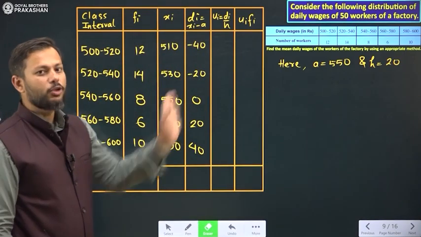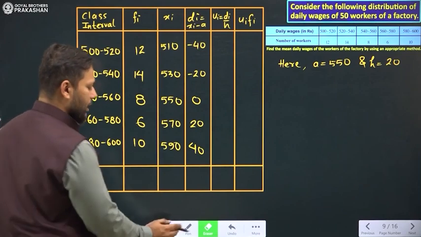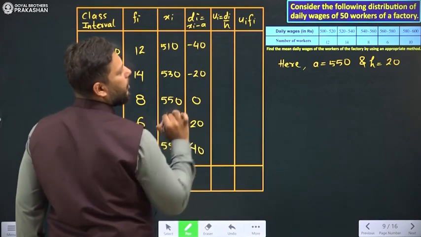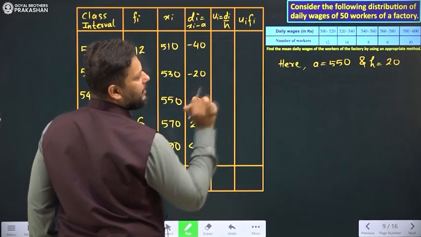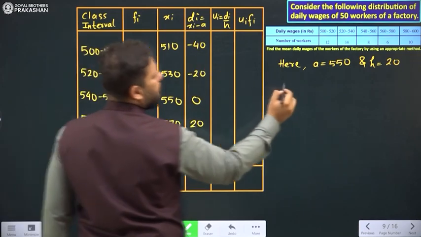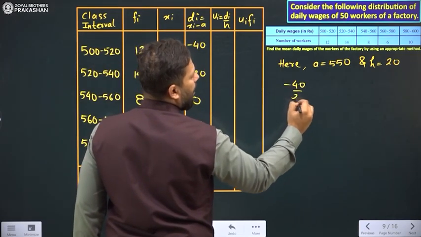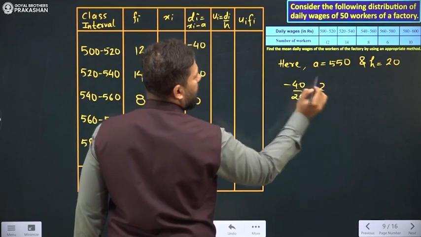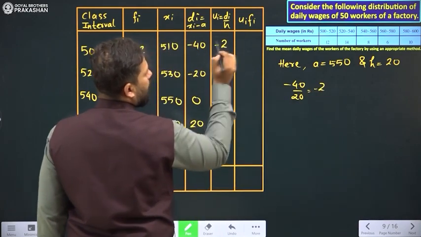Now we need to find ui. And what is ui? ui is nothing but di upon class height, and in this case the class height is 20. So what is minus 40 divided by 20? It is going to be minus 2. So let us write minus 2 over here.